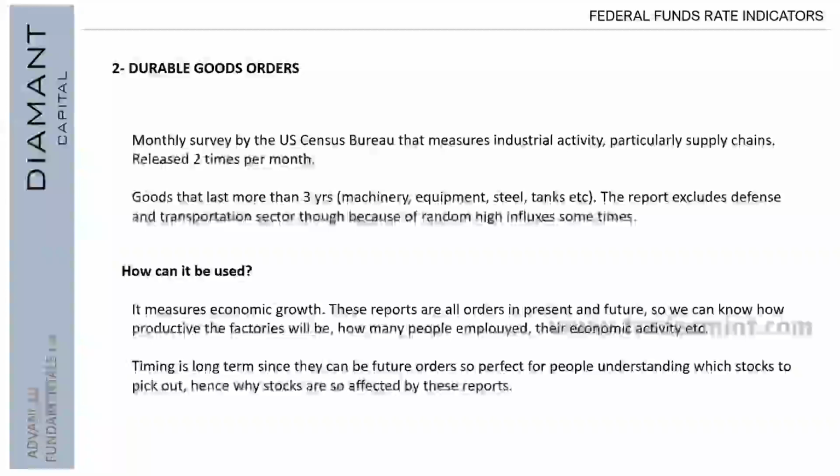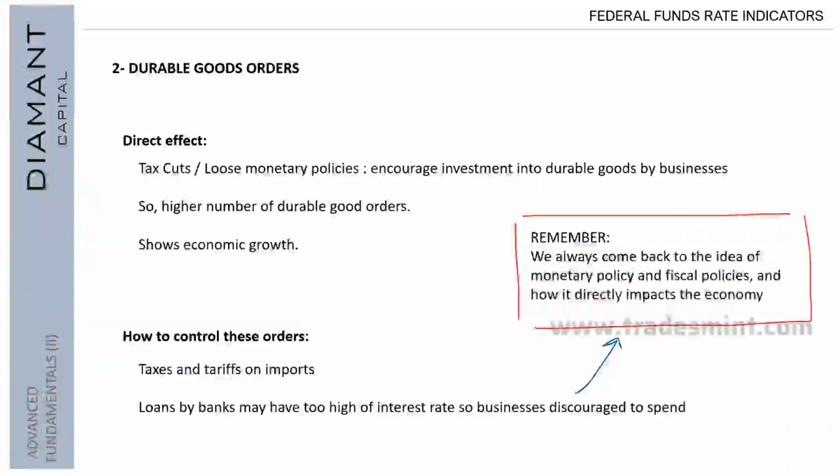If you're looking at certain stocks where they deal with a lot of production, a lot of machinery, perhaps there's a lot of steel inside there as well with that stock, I would honestly recommend to always look at these durable goods orders because it's going to be so influential, especially with the stock prices and where you see it going in the future. So the direct effect that it's going to have: tax cuts or loose monetary policies. It encourages investment into durable goods by the businesses. So that means a higher number of durable goods, therefore shows economic growth.